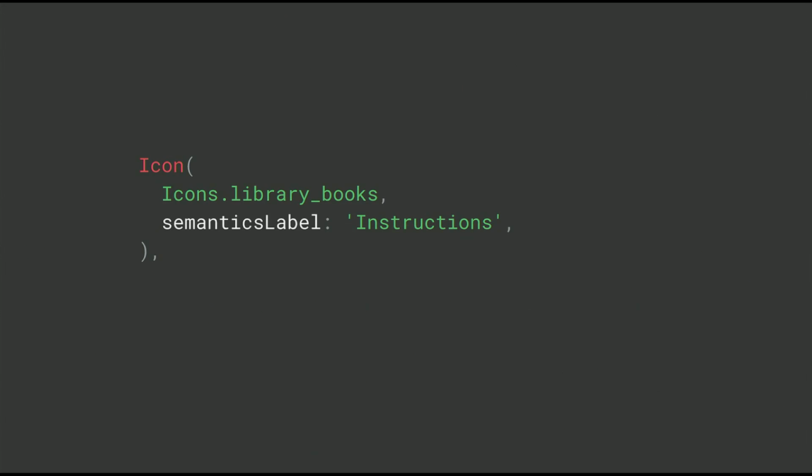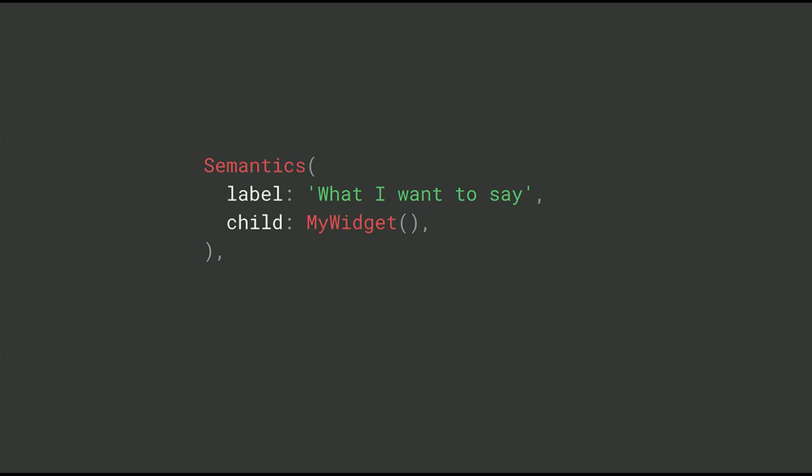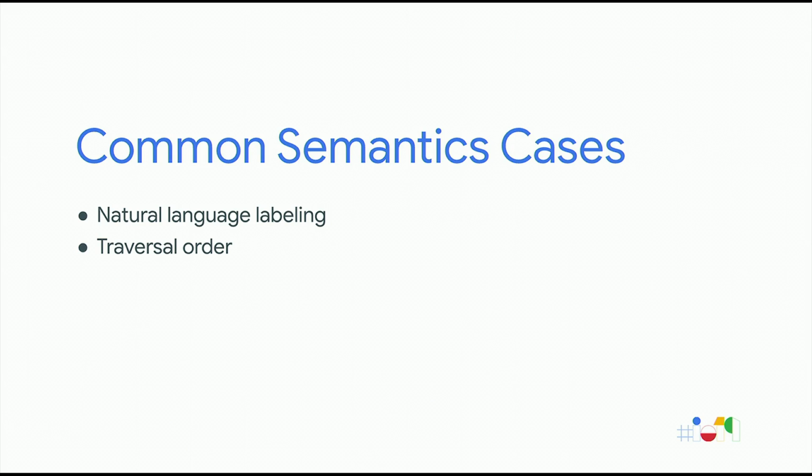You can do this with icons, too, which is great because icons usually represent something other than their literal meaning. And if you have a widget that doesn't have a semantics label field, wrap it in a semantics widget and set the label.